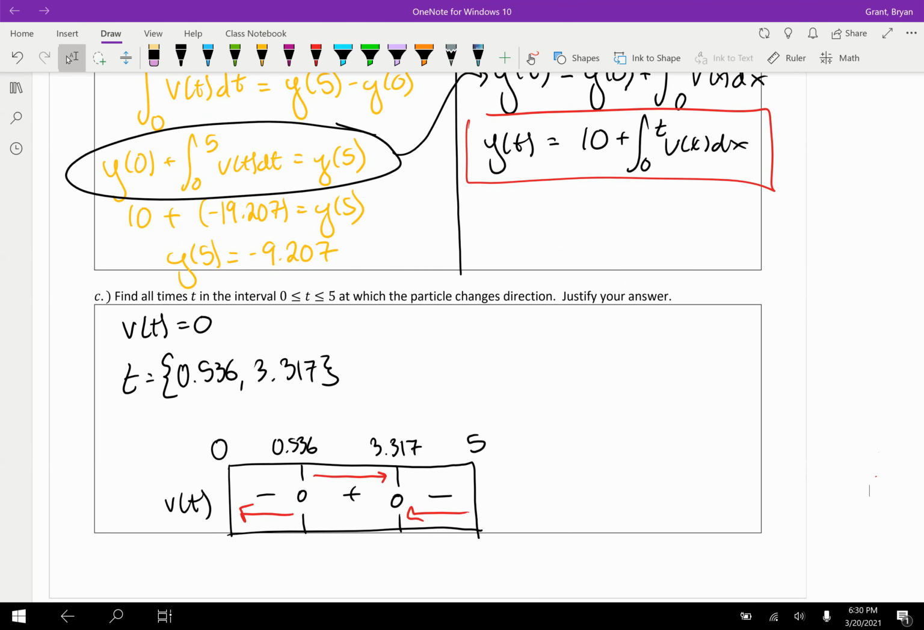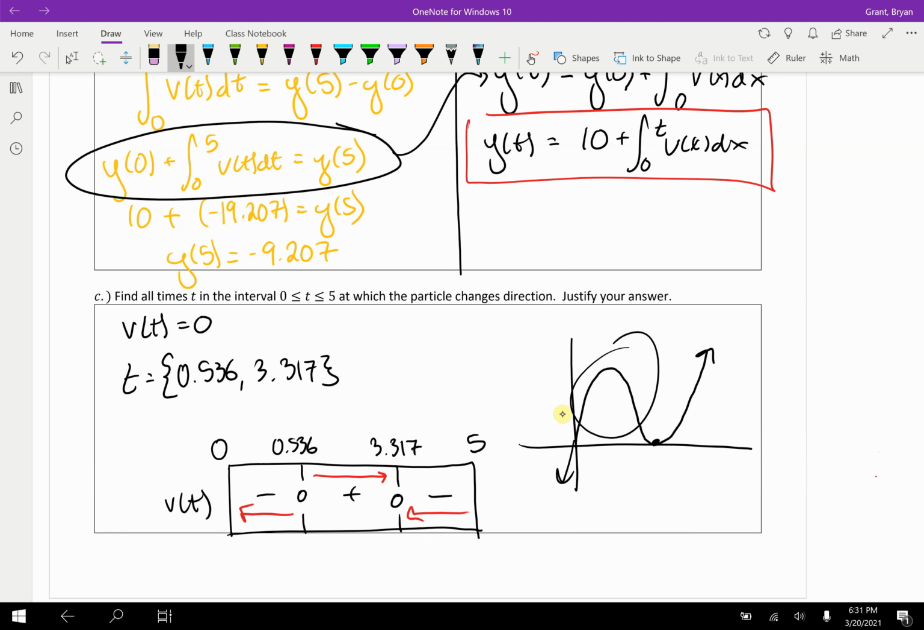Now that we have a nice picture of what the particle is doing on each interval, we can answer the question. Find all times t at which the particle changes direction. Well, the particle happens to change direction at each of the critical points. That's not always the case, though, right? What if instead the graph went down and back up like so? This would not be a spot where the particle changes direction because the velocity was positive and then stayed positive. So you need to be very careful.